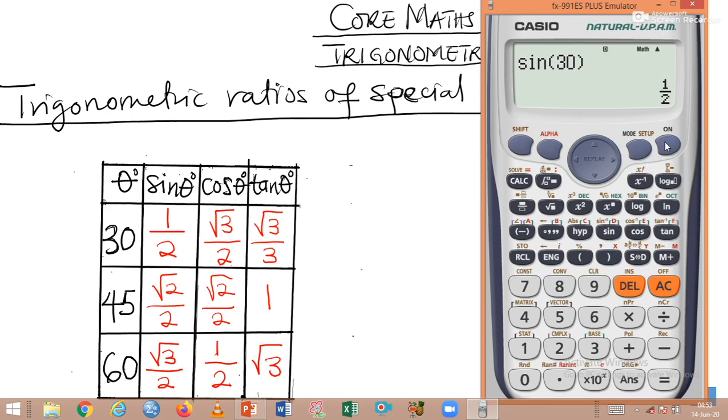Good. Now cos 30. So you punch cos. You punch 30. You close the bracket. Then equal to. It's what? Root 3 on 2. Good. It means that we are correct. I love this. Then last one. Tan 30. Tan 30 equal to root 3 on 3. Bravo! We are there. So you see, you can use your calculators to test it, to see whether you are right or not.